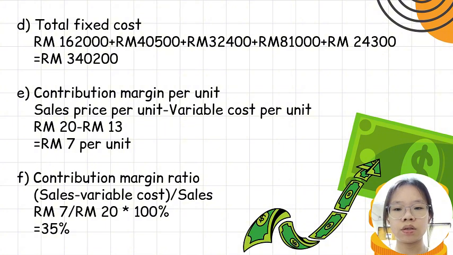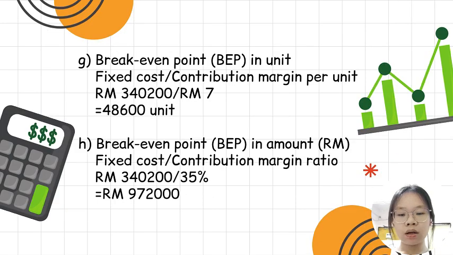Contribution margin ratio equals contribution margin per unit divided by sales price. 7 divided by 20 equals 35%. Now we calculate the break-even point in units. Break-even point in units equals fixed cost divided by contribution margin per unit. 314,200 divided by 7 equals 48,600 units.